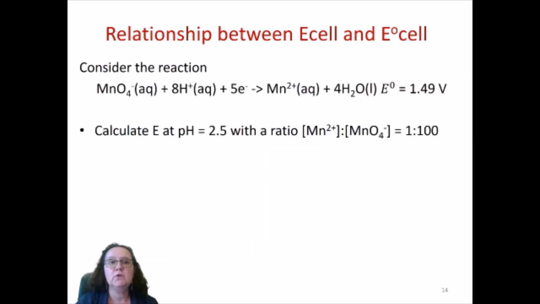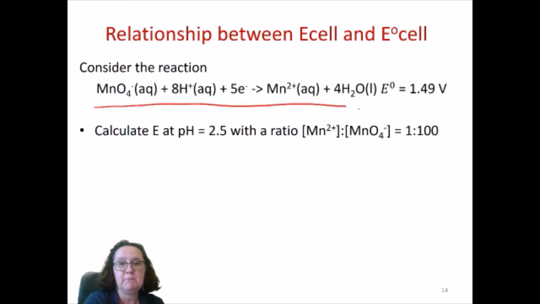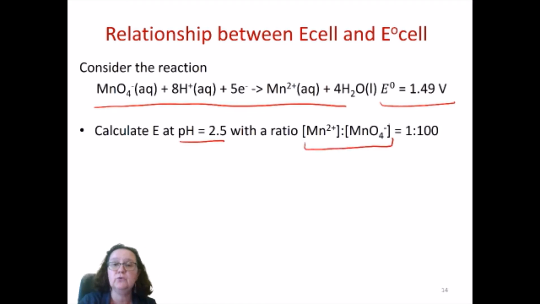Using the Nernst equation, we can work out electropotentials of a particular cell or a half cell at any conditions: pH, concentration, etc. So for example, let's look at this reaction, the reaction of permanganate anion to produce manganese 2 ions, which has this particular standard electropotential, 1.49. I'm going to ask you to use the Nernst equation to calculate the electropotential of that half cell outside the standard conditions, at a pH of 2.5, and with this particular ratio of concentration of manganese to permanganate anion, 1 to 100.